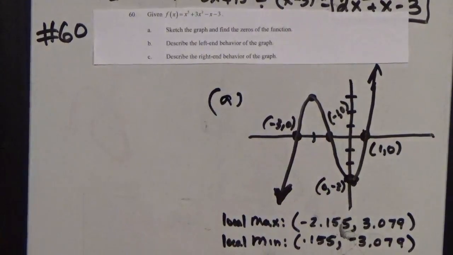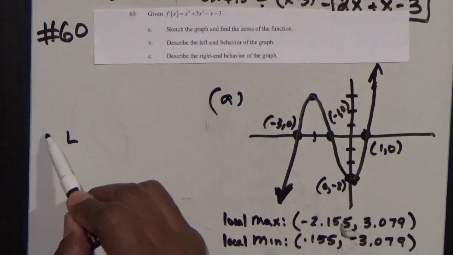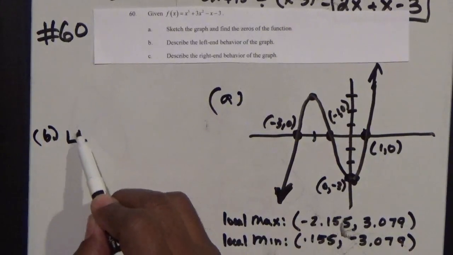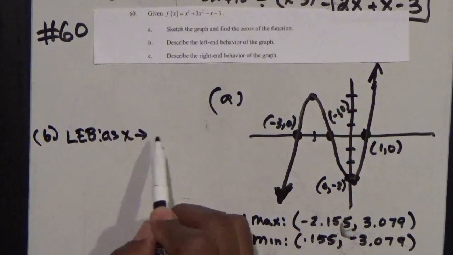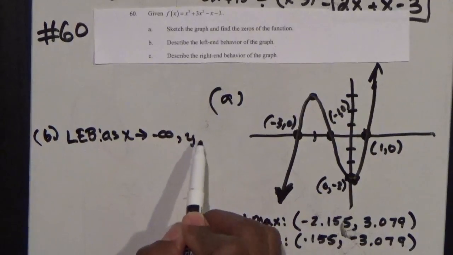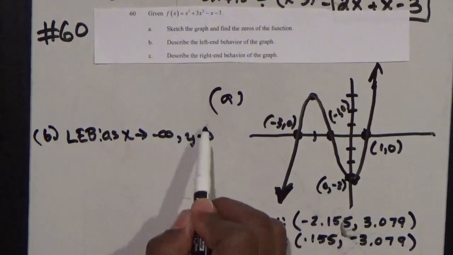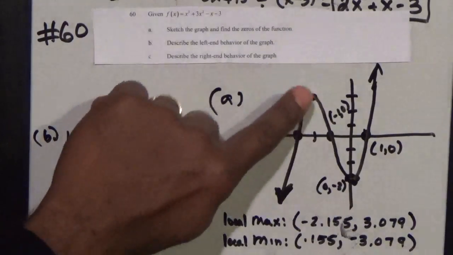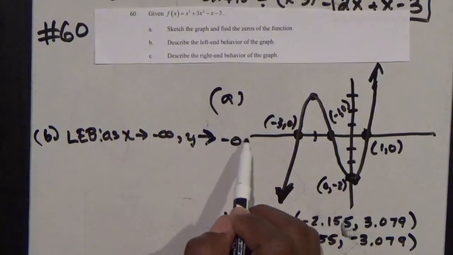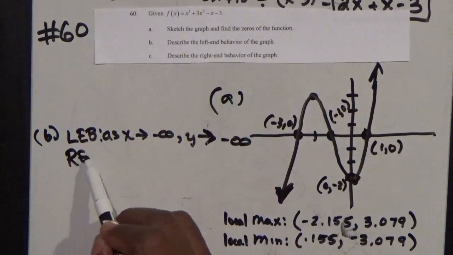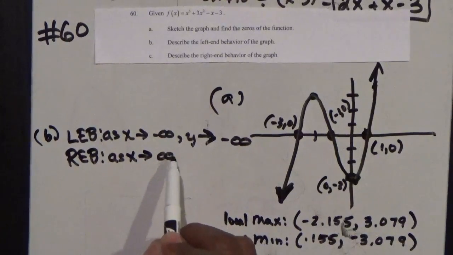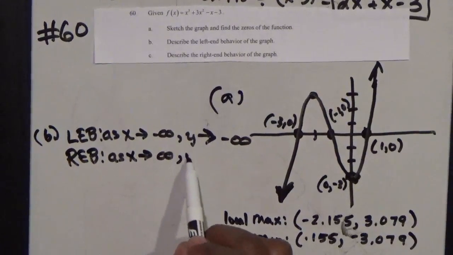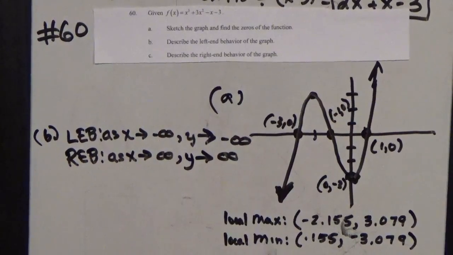B. It's asking you to describe your left-end behavior. LEB. Remember we always start this by saying as x approaches negative infinity, what does y do, or what does f of x do? You can write y or f of x, it doesn't matter. This graph goes down, so it's negative infinity. And your REB is as x approaches infinity, y approaches infinity. And I think that's all the questions.